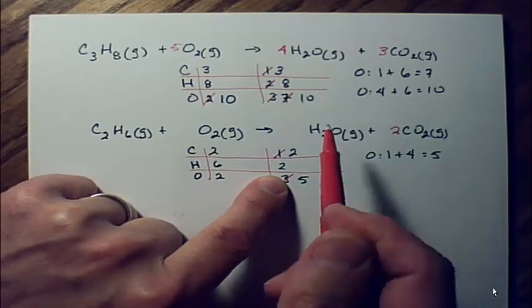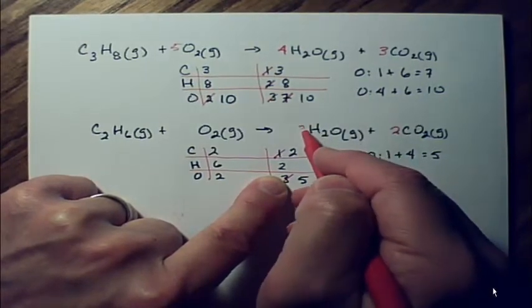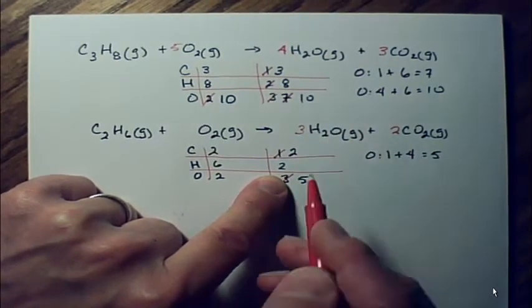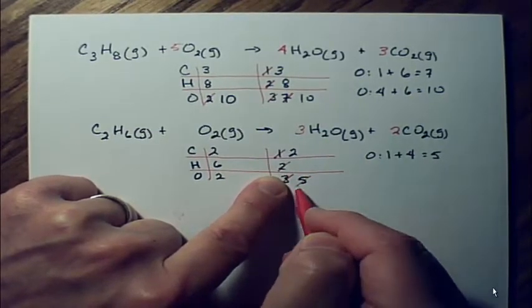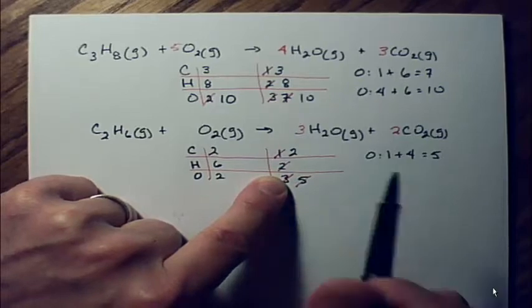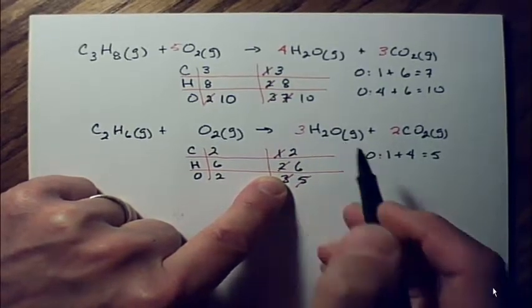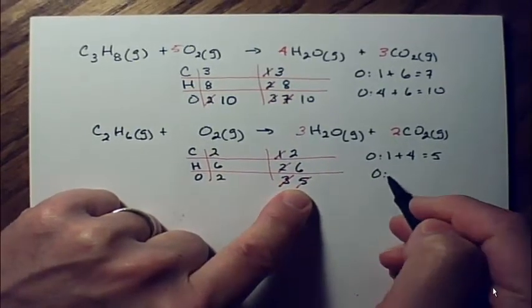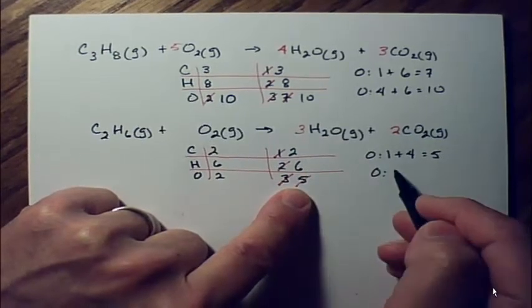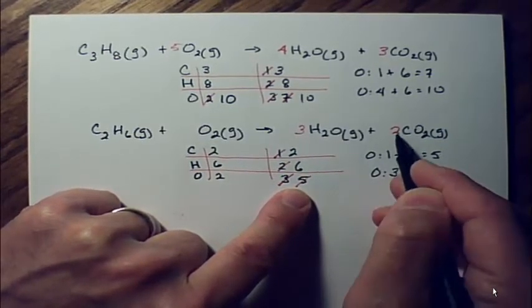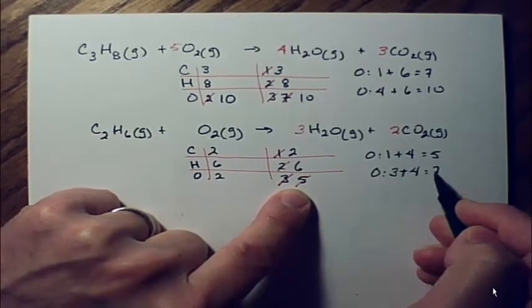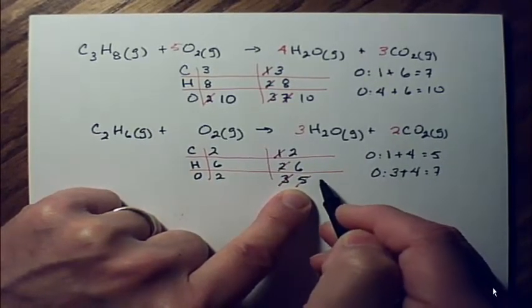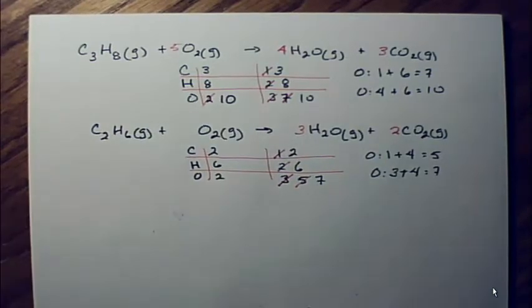Got to balance the hydrogens. We've got 6 here and 2 here. To get 6 hydrogens, I need a coefficient 3 in front of the species containing hydrogen. That's going to change the number of hydrogens and oxygens. So I've got 6 hydrogens now. We're going to add up all of our oxygens again. 3 times 1 is 3. 2 times 2 is 4. That's 7 oxygens.